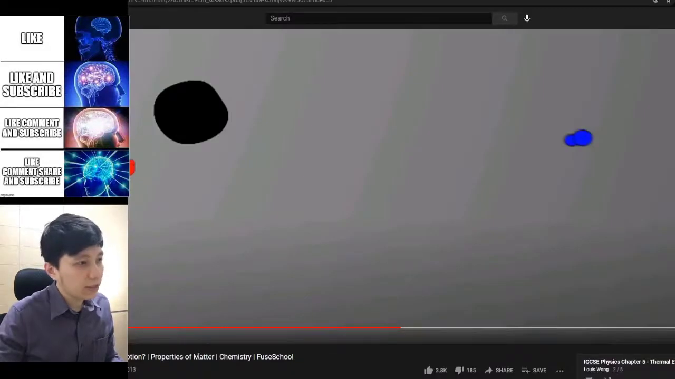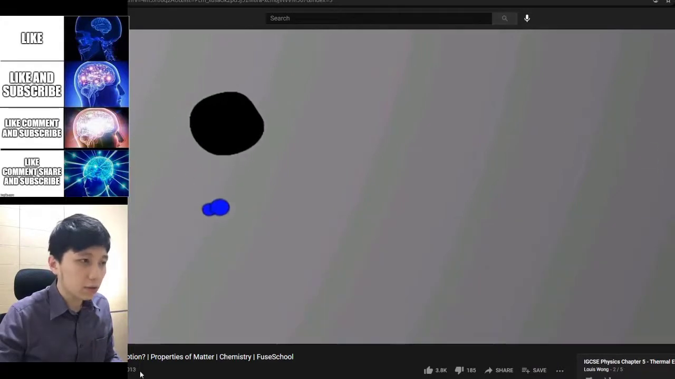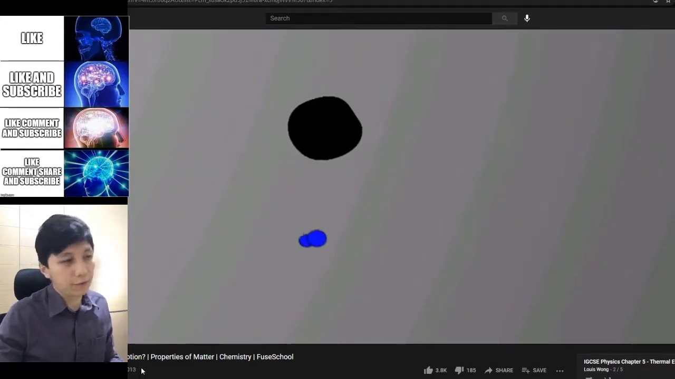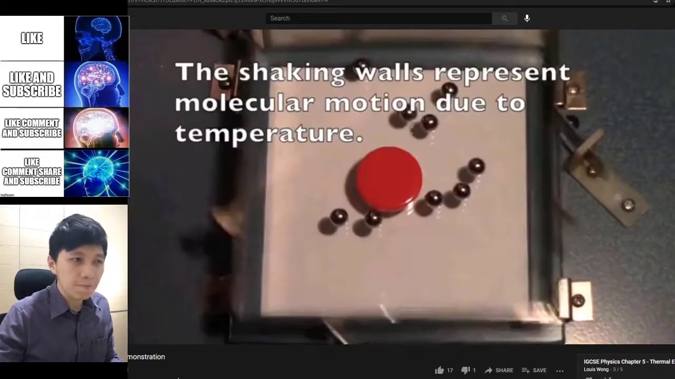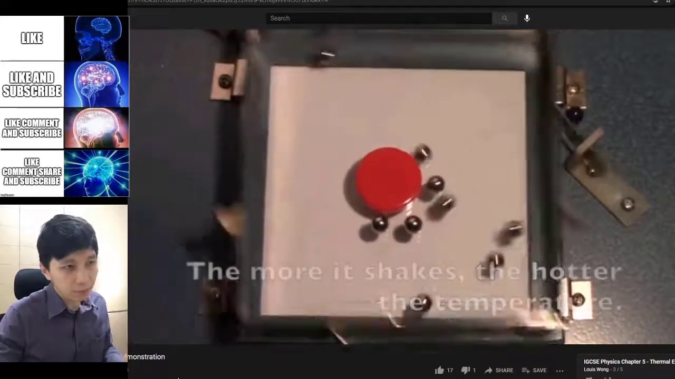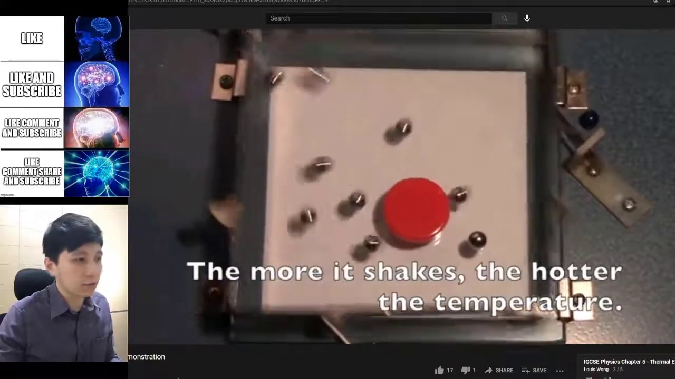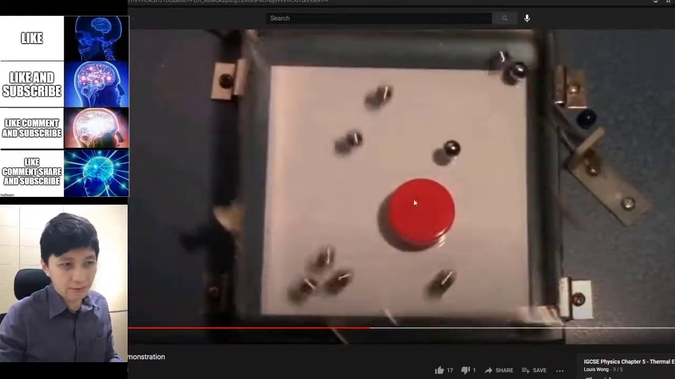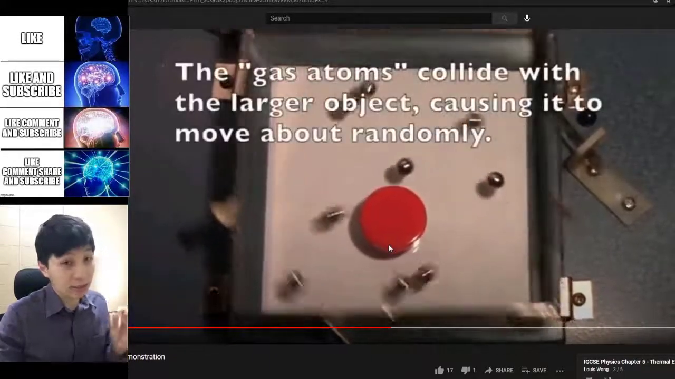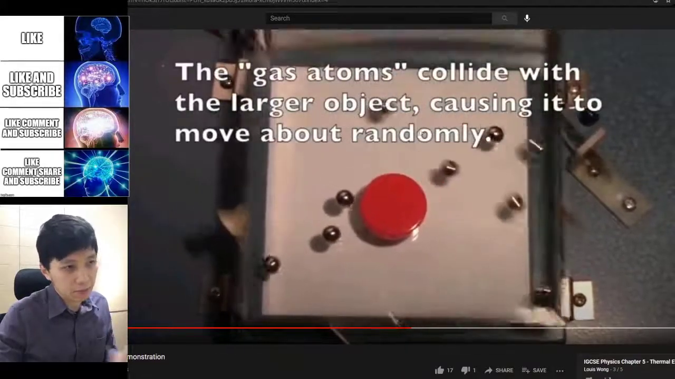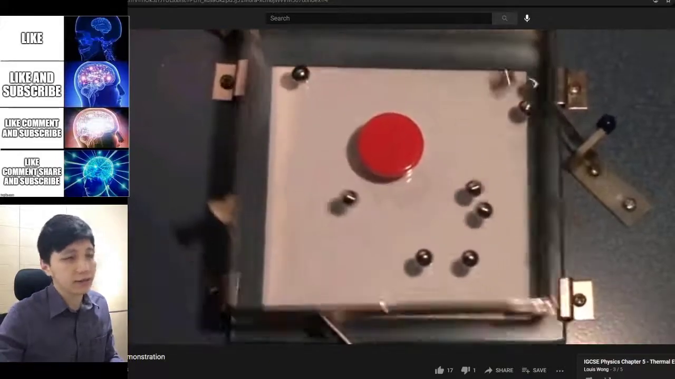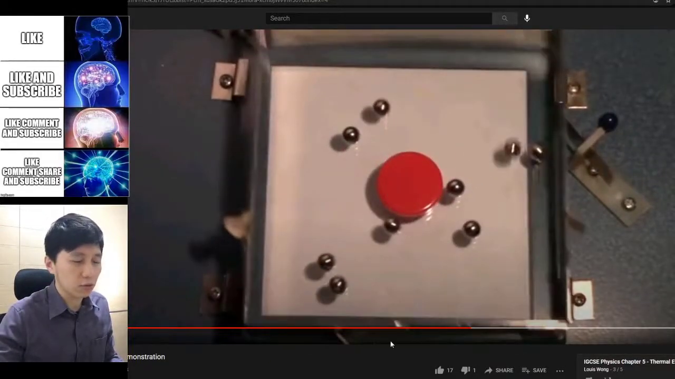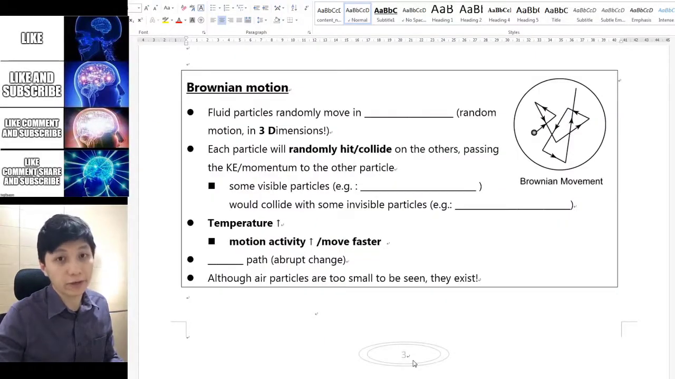On the video playlist, I have included two videos that you should refer to before watching this video. One is this one, the other one is an actual setup to show you a demonstration of how Brownian motion works. You can imagine the red one is the one that is visible, and the metal balls are the ones that are too small, invisible to your eye. So go and check that out now before moving on.